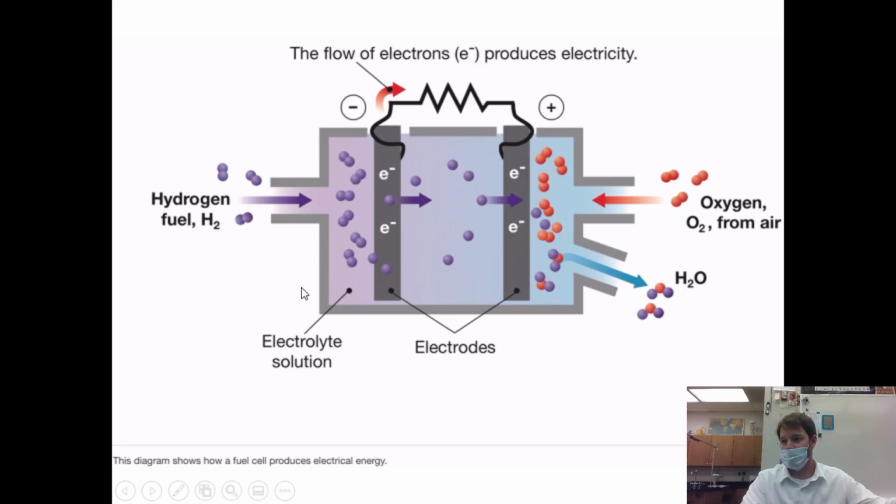This is how a fuel cell works. Hydrogen in, oxygen in, water out, electricity generated. So electrons are flowing, and that is electricity.